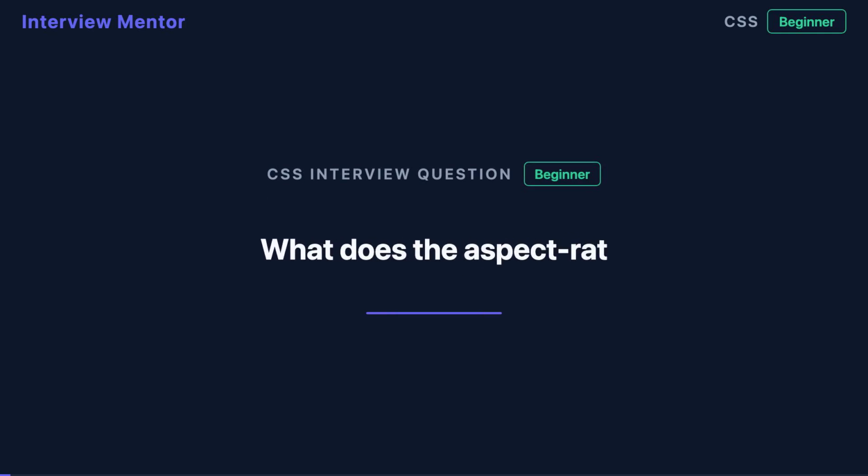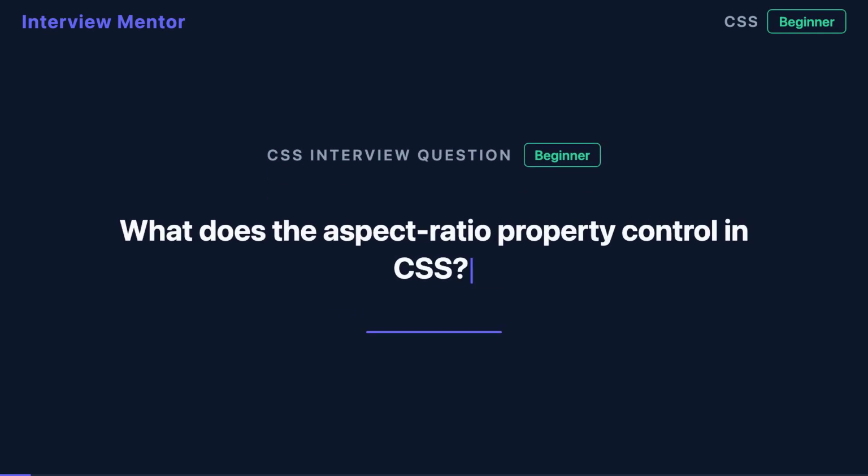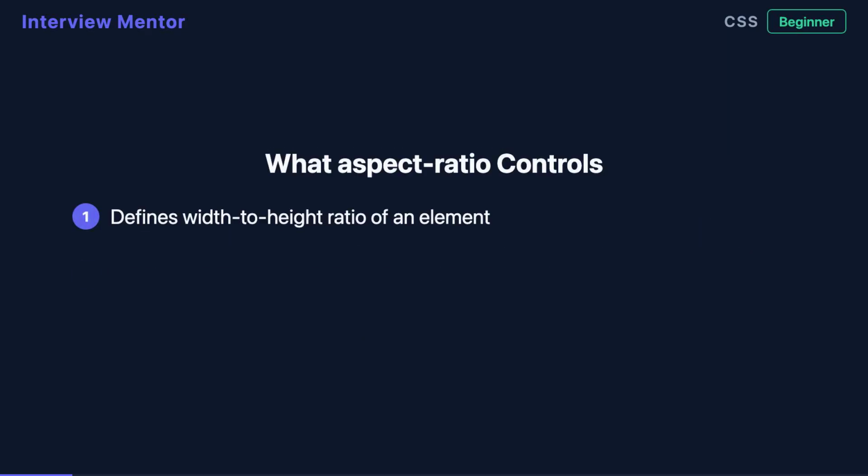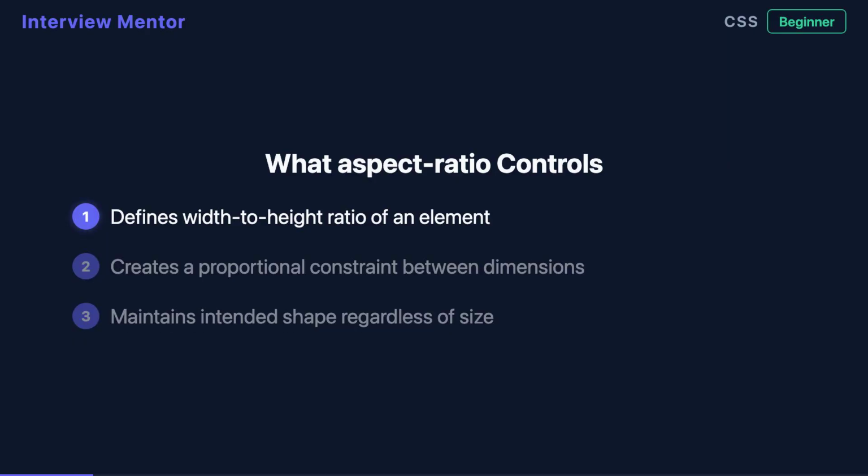Ever wonder why your images get squashed when you resize them? The aspect ratio property solves this problem elegantly. The aspect ratio property controls the width to height ratio of an element. It defines the proportional relationship between these two dimensions, ensuring your elements maintain their intended shape regardless of their size. Think of it as a constraint that keeps your boxes looking exactly how you designed them.